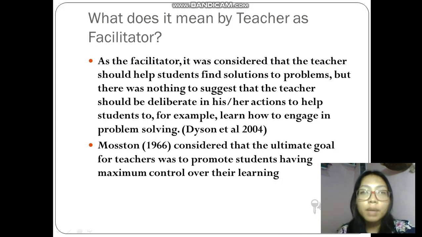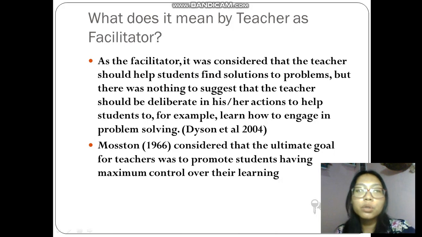What does it mean by teacher as facilitator? As the facilitator, according to Dyson et al. 2004, teacher should help the students find the solution to the problems. But the teacher should not be deliberate in his or her action to help the students too.